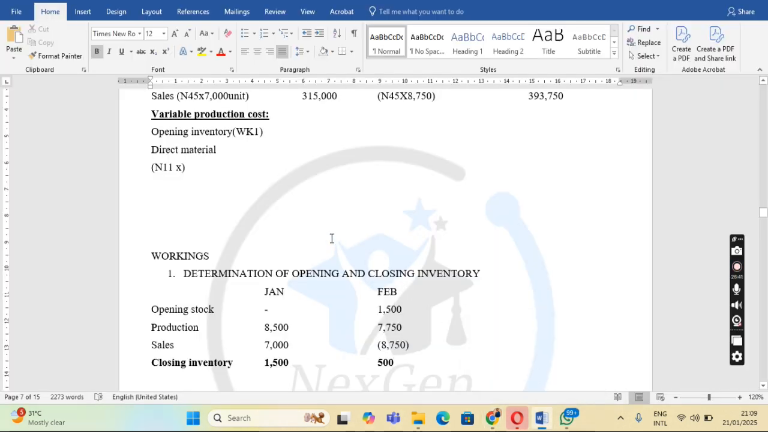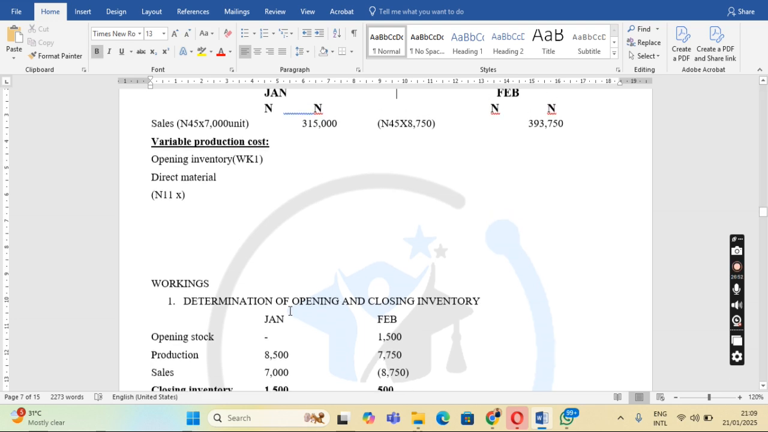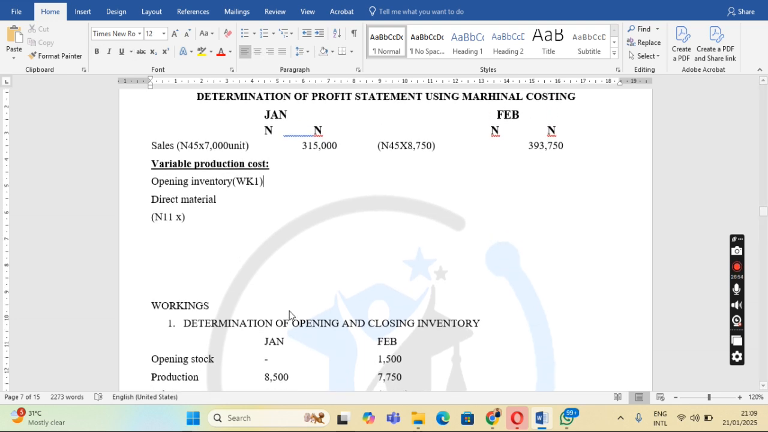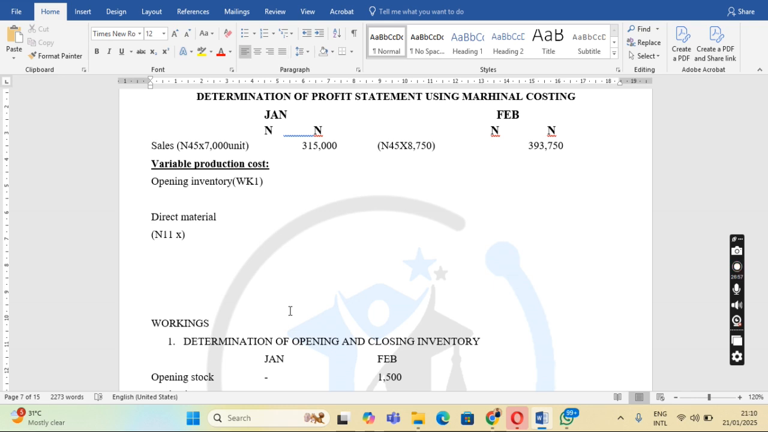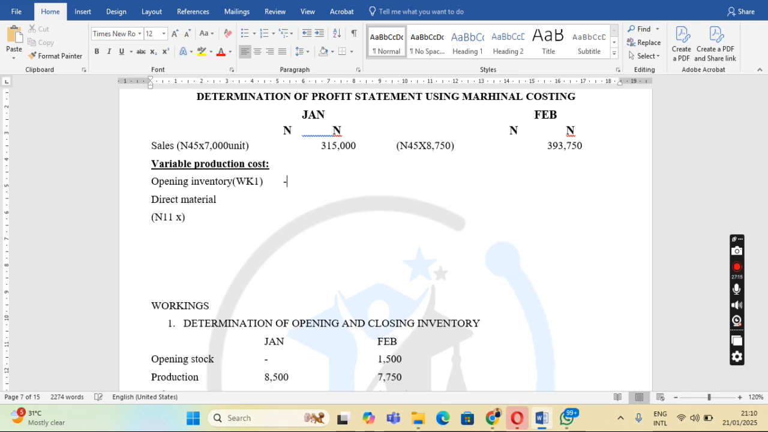Now, if this is established, we've gotten our opening for February. We will also calculate our closing stock, right? Now, the next thing you need to do, this is your work. If there's no opening in January, is that not so? If there is no opening in January, you just put a dash here to show there is no opening in January. Then you move on. Don't forget that you already have your opening in February.